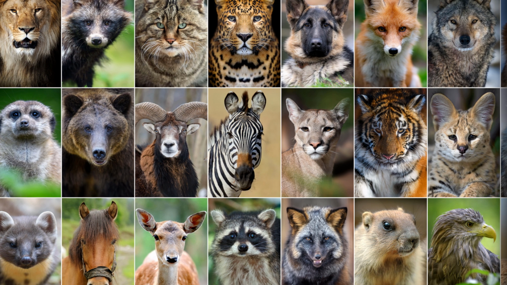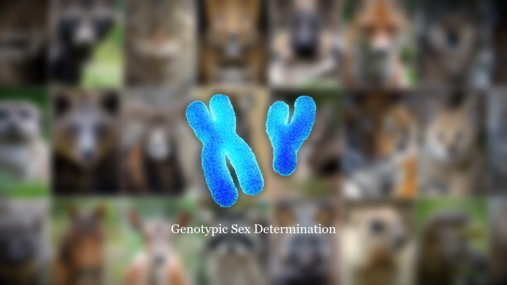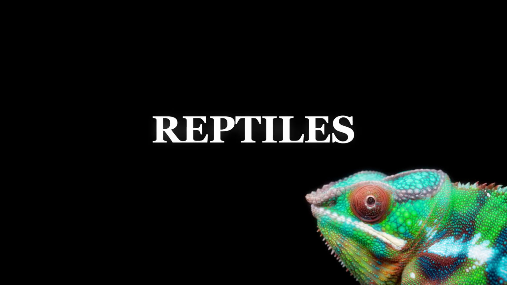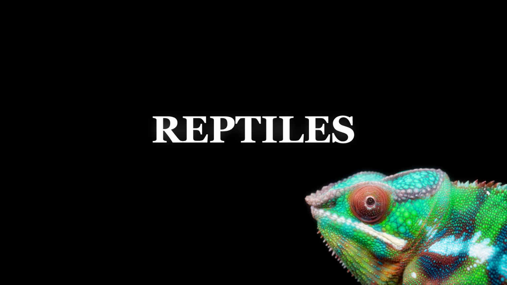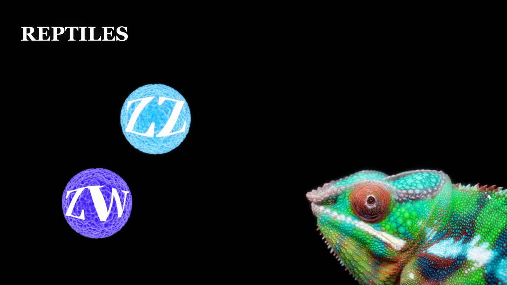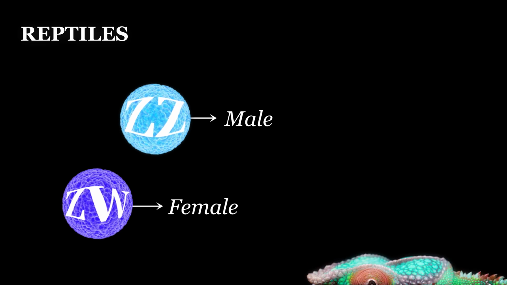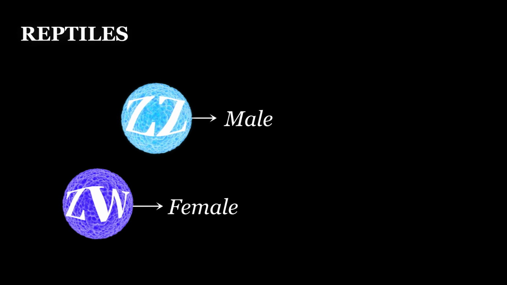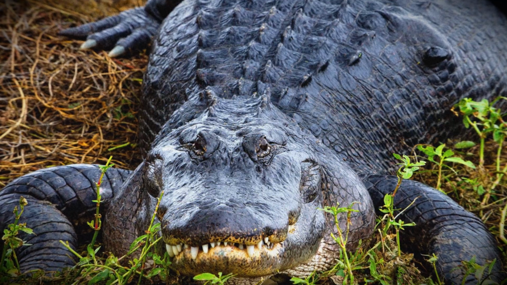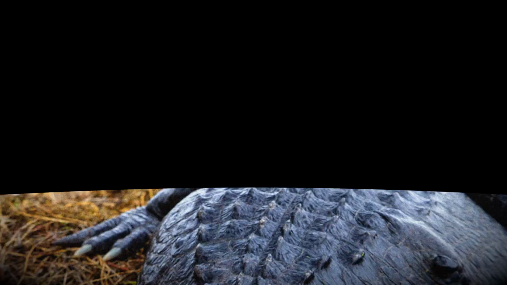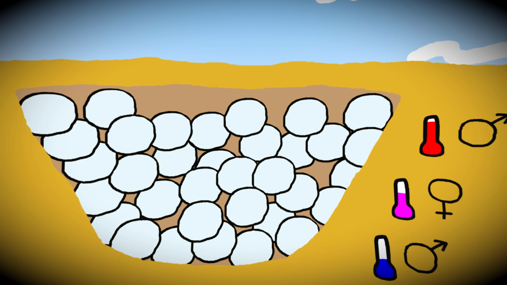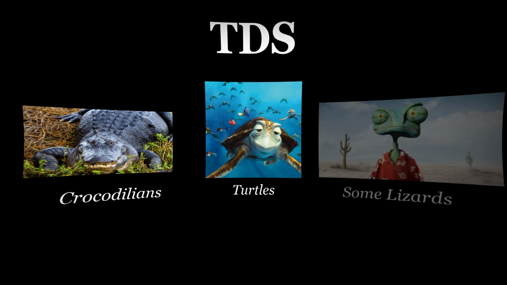Temperature-dependent sex determination. Species of all types of animals have genotypic sex determination, like people do. Many reptiles, rather than having XY, XX chromosomes, exhibit the ZZ and ZW karyotype, wherein females are the heterogametic sex and males are the homogametic sex. However, some reptiles don't use a genotypic determination system, and instead, the sex of the offspring is determined by incubation temperature. Temperature-dependent sex determination occurs in all crocodilians, almost all turtles, and some lizards.